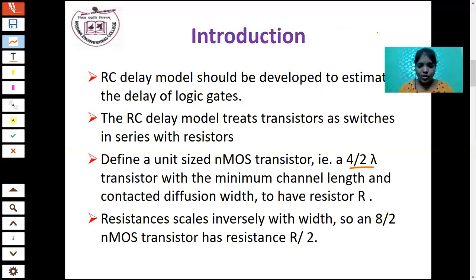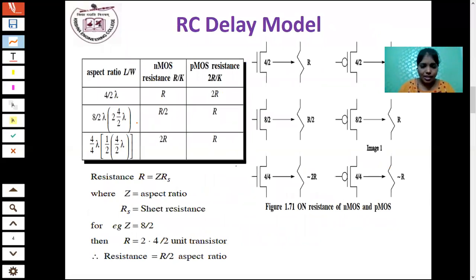For example, if it is an 8/2 NMOS transistor, here you consider the aspect ratio as 8/2. For the NMOS transistor, it has the resistance value of R/2. I will explain how I am writing it for 8/2. If the aspect ratio is 8/2, how we are writing the resistance value as R/2. I will explain with the help of one example. This is the aspect ratio. Already I told you that aspect ratio is nothing but L/W, the length and width of the transistor. For example, if it is an NMOS transistor, here I am considering the unit sized.